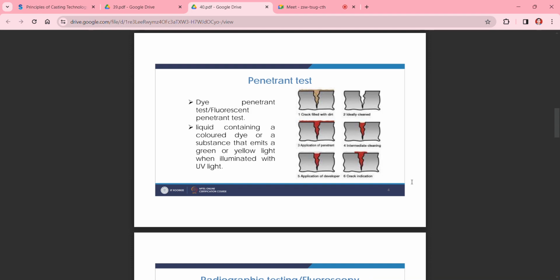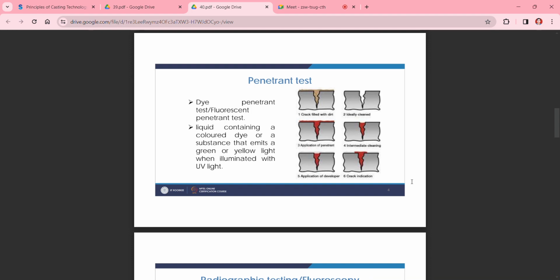If the opening is there but you are not able to see it with naked eyes, then you are going to check it with the penetrant test. So that liquid is going to fill inside that micrometer defect opening. Then we are going to apply UV light on the surface of that sample. In presence of UV light, that dye penetrant is going to show luminescence.